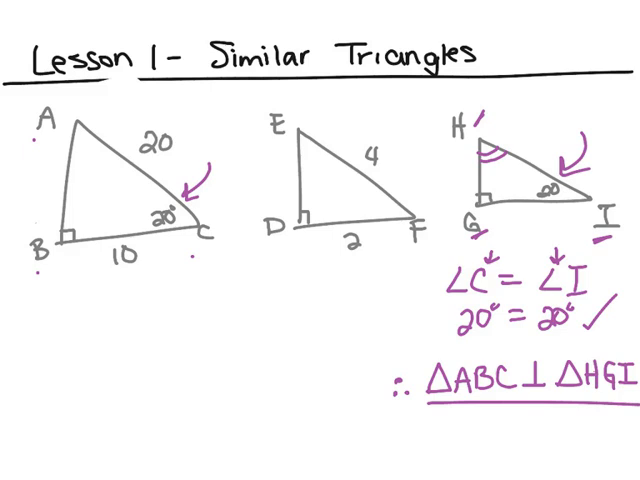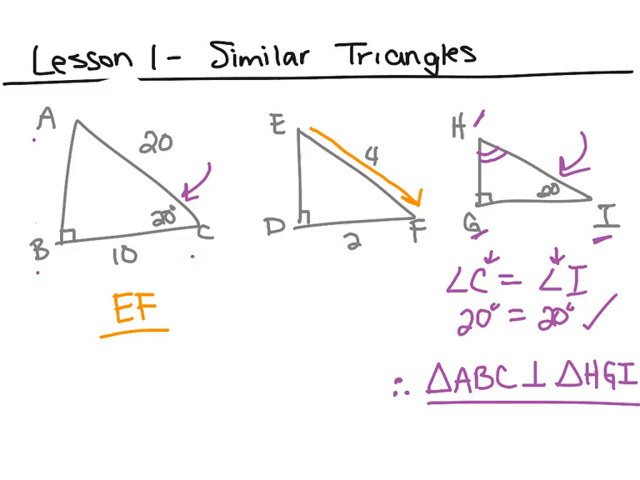The second way that we can tell if triangles are similar is if we find a ratio of two of the sides to be the same. What that means is we're going to take the smaller triangle, the sides, so let's go EF.